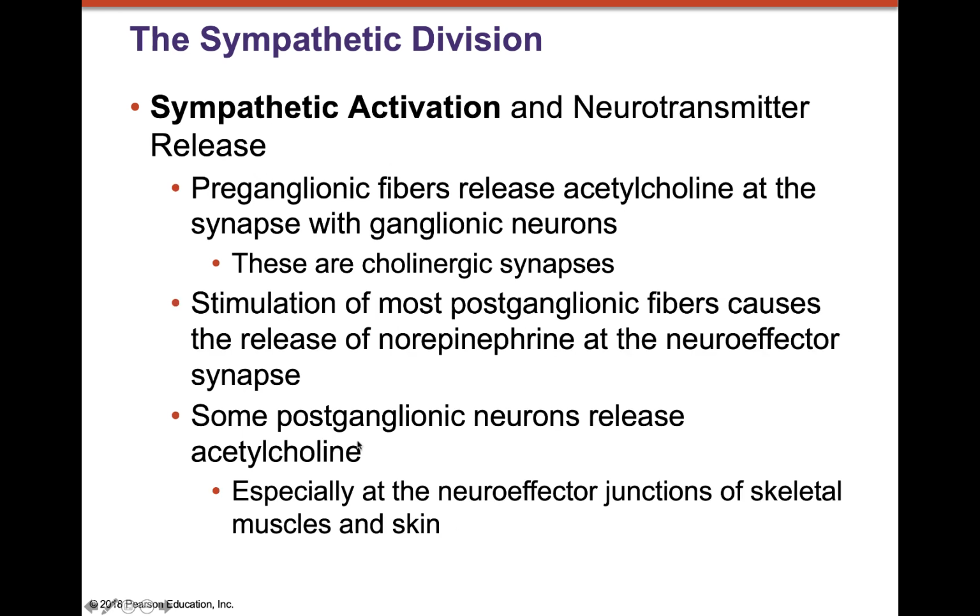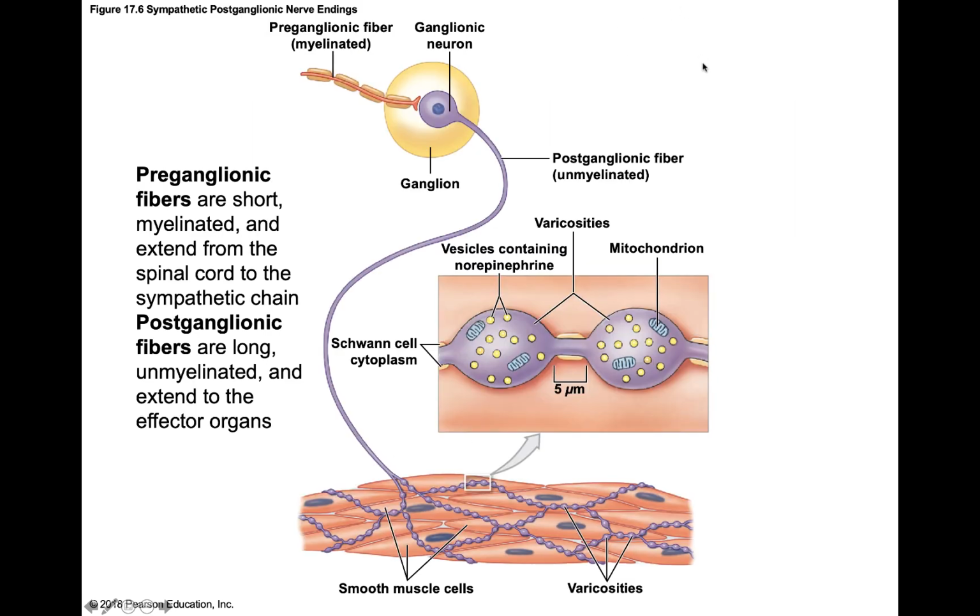Here I kind of gave you the overview or the summary of the sympathetic activation and what neurotransmitters are being released. So at the preganglion, we know acetylcholine is being released, and that's the reason it's called cholinergic synapse. Then that's going to cause stimulation of the postganglion, and the postganglion is going to release norepinephrine at the neuroeffector organ or the target organ, wherever it's going. And then sometimes some of the postganglion neurons can release acetylcholine, but most of the time it's going to be norepinephrine.